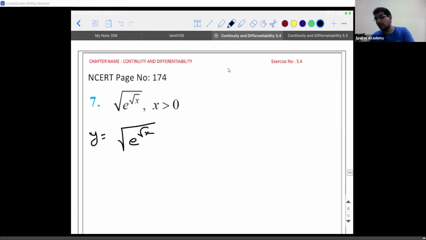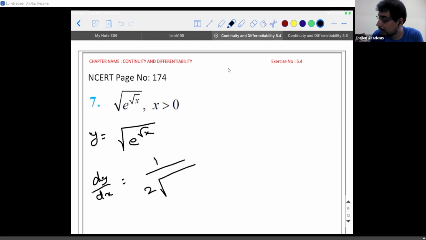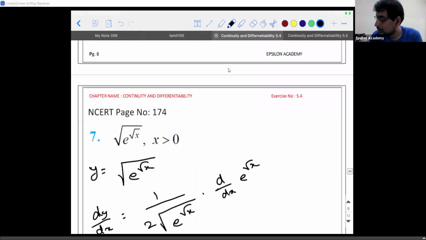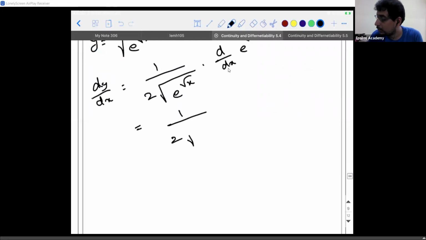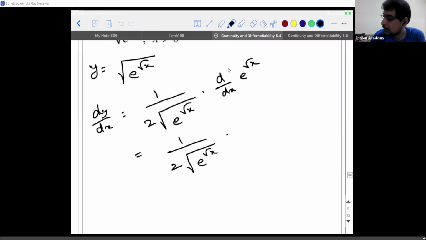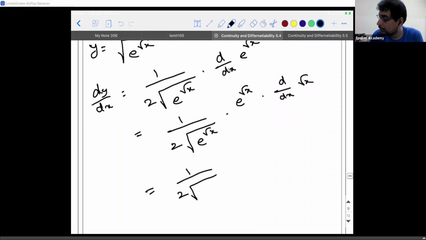So y is equal to square root of e power root x. So what is dy by dx? Derivative of square root is 1 by 2 root of that value, that is e power root x, into d by dx of e power root x. 1 by 2 into root of e power root x into derivative of e power root x is how much? E power root x into d by dx of root x. So 1 by 2 root of e power root x into e power root x into derivative of root x, which is 1 by 2 root x.